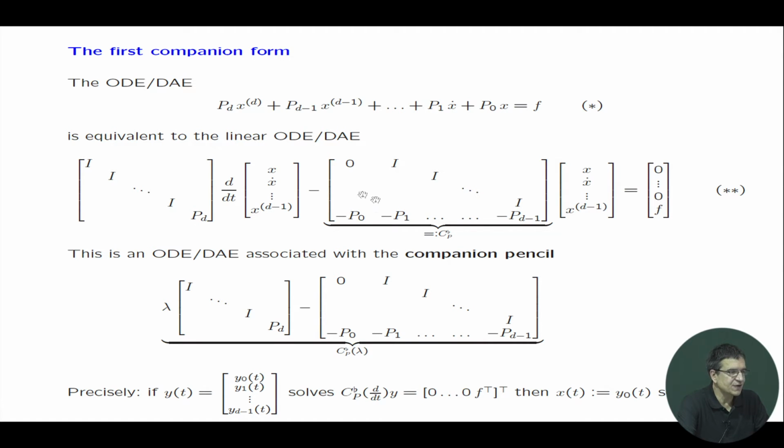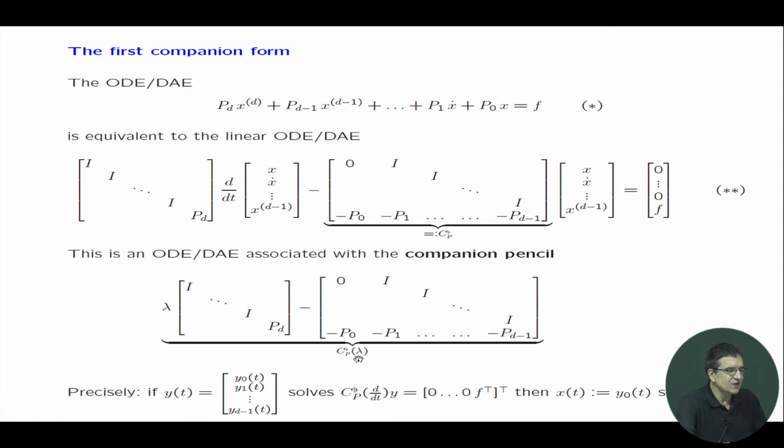So we have here the companion matrix, and here we have the matrix with a lot of identity blocks in it, and the last block is just the leading coefficient of the polynomial. Okay. And I called this pencil here the companion pencil. So there's a companion matrix and a companion pencil.